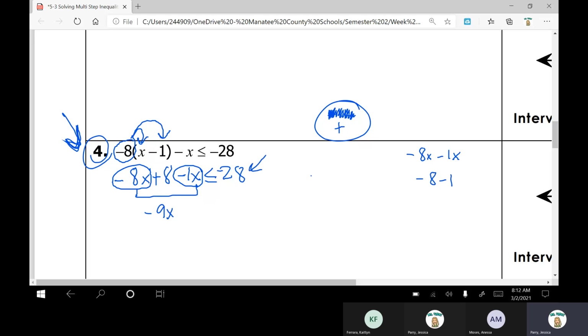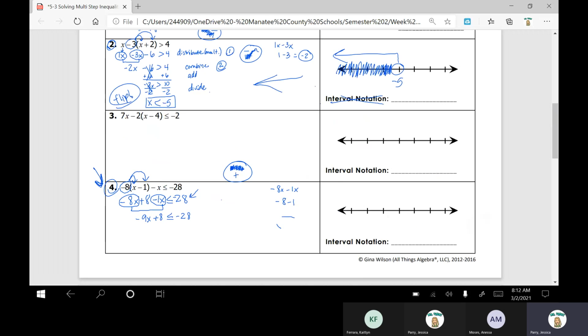So let's go ahead and copy down the rest. I'm going to bring down that plus 8, my sign, and the negative 28. Okay, let's zoom back out. Whoops. What's the next thing I should do here for solving number 4?